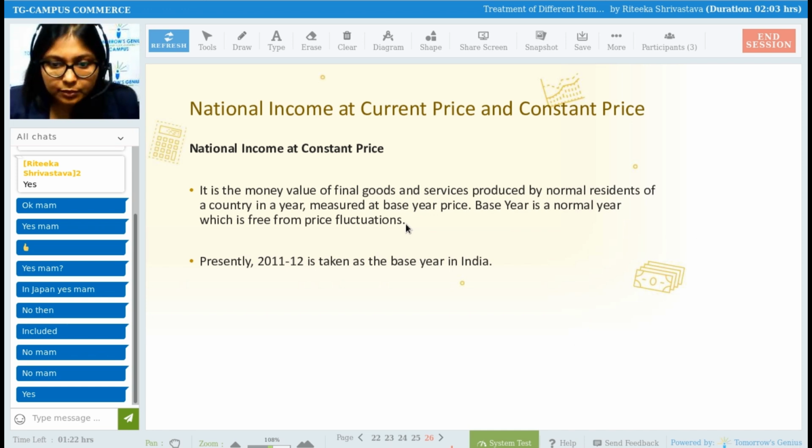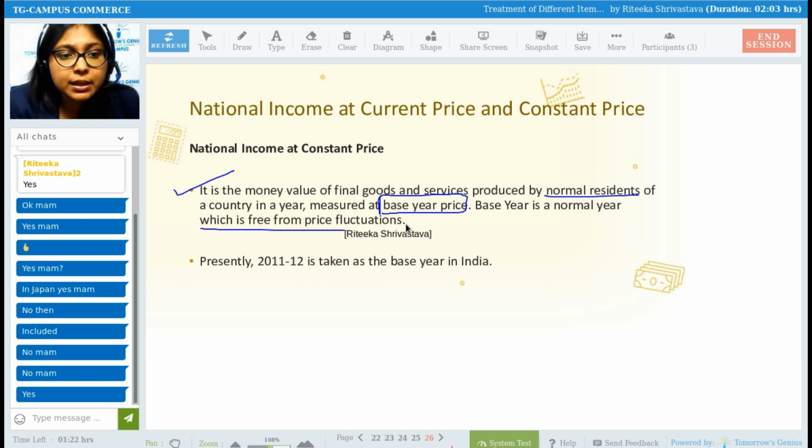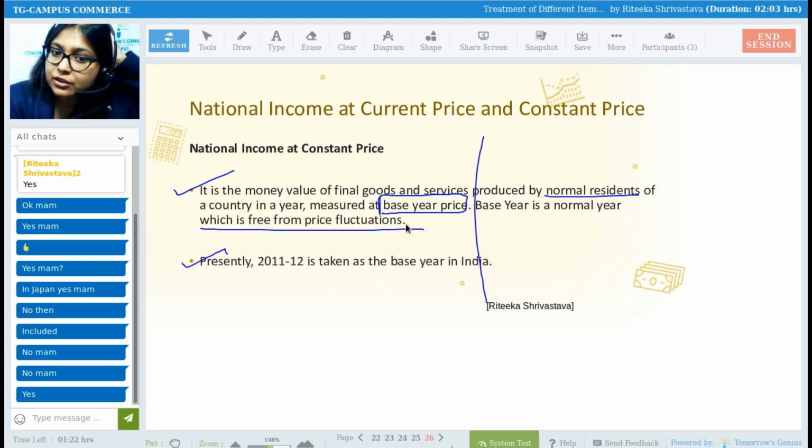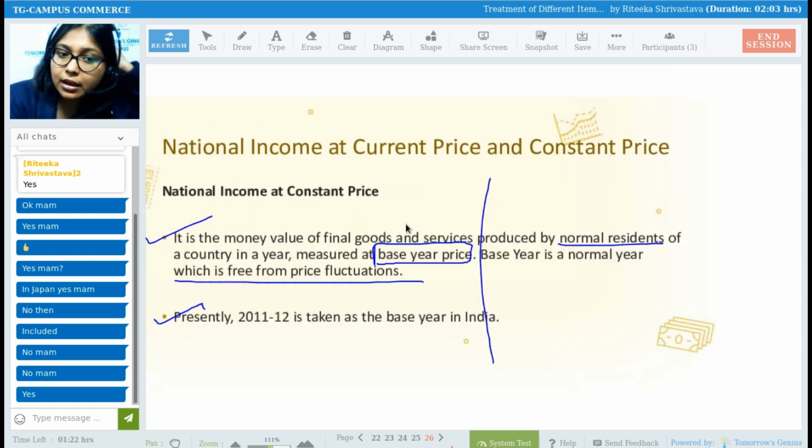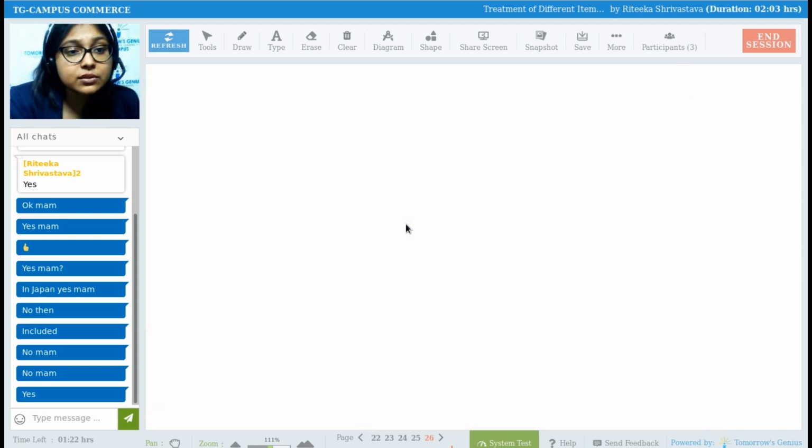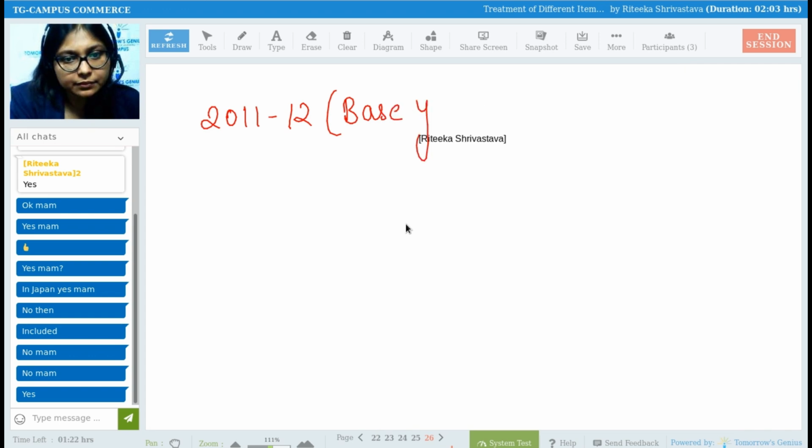Now what is national income at constant price then? It is the money value of final goods by a normal resident of a country in a year measured at the base year price. Base year is a normal year which is free from price fluctuation. Presently 2011-12 is taken as the base year. Now, national income at constant price. What is constant price? Say suppose 2011-12 is considered as the base year.